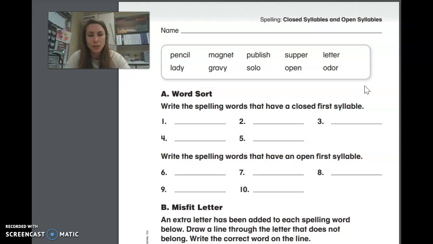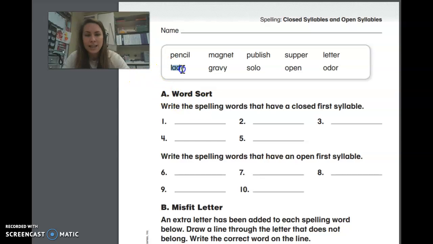So to tell if it's a closed or open syllable, if we hear a short vowel sound in the first syllable, it is closed. If we hear a long vowel in the first syllable, it is open. I like to think of that as open starts with a long vowel, and if it has an open first syllable, the word has a long vowel at the beginning of the word.